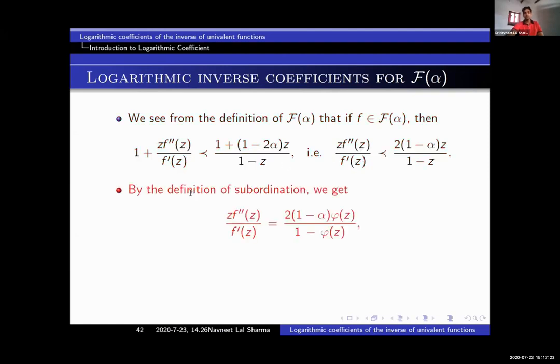Now I am using the subordination result, because if f is subordinate to g, then there exists an analytic function, which I am taking as phi, such that f of z is equal to g of phi. So z f double prime by f prime is equal to this function, where phi is an analytic function, and we can simplify this. Now after this equation, we will compare the coefficients on both sides, because phi has the power series summation c_n z to the power n, and f has the series representation z plus summation a_n z to the power n.